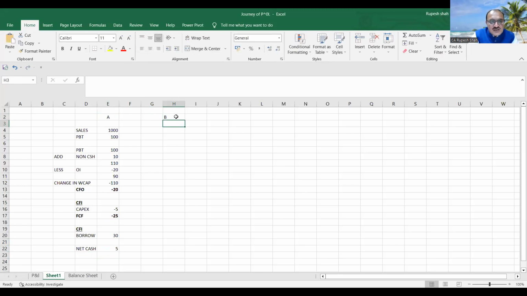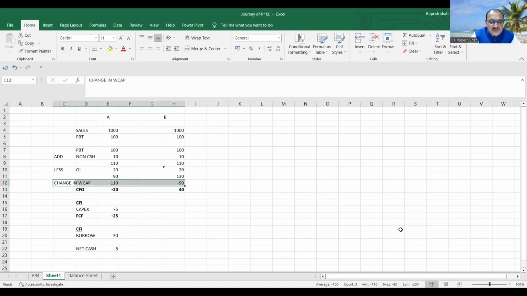Let us take the story of another company in the same industry. Say sales 1,000 crore, and say PBT is 100. Say non-cash is 10, so 110 is the balance. And say other income is also the same, so hypothetically you arrive at 90. But it is very efficient in working capital. Say instead of minus 110 crore, what is actually getting blocked is say 50 crore. That means in this case you have 40 crore cash flow from operations. The difference is the change in working capital.